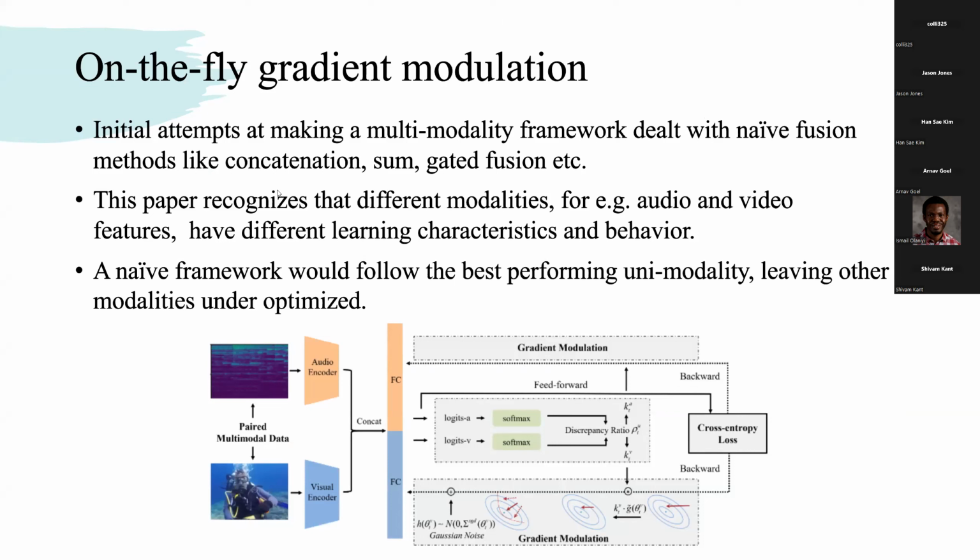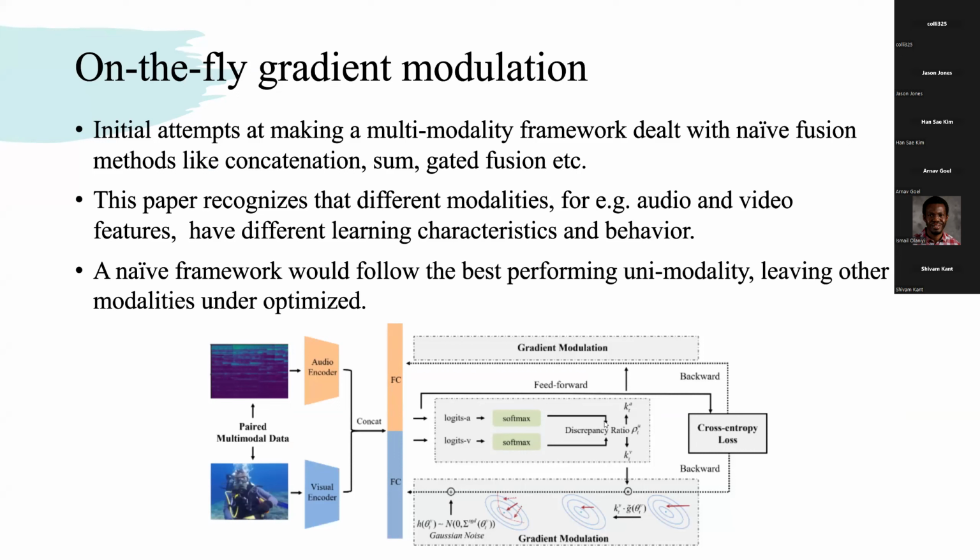But this paper recognized that with different modalities, for example, audio and video features, they have different learning characteristics and behavior. They optimize at different speeds and converge at various steps. So to naively just concatenate them is not right. A naive framework would basically just follow the best performing unimodality, leaving the other modalities under optimized.